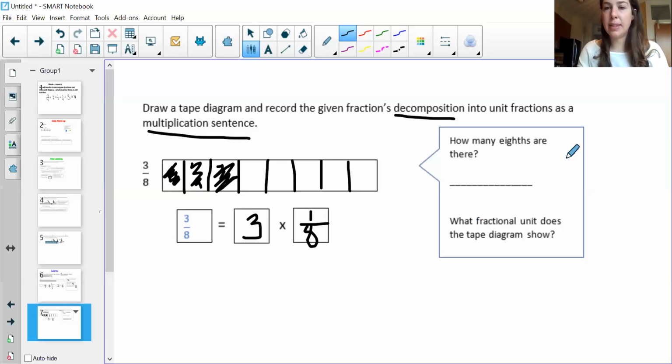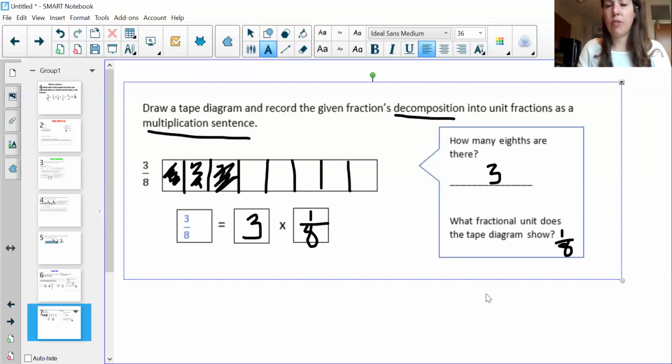Okay, how many 8ths are there? 3. What fractional unit does the tape diagram show? 1/8 or 8ths. We would write out 8ths here. Actually, I can write that out for you. So the fractional unit is 8ths, and there are 3 of them.